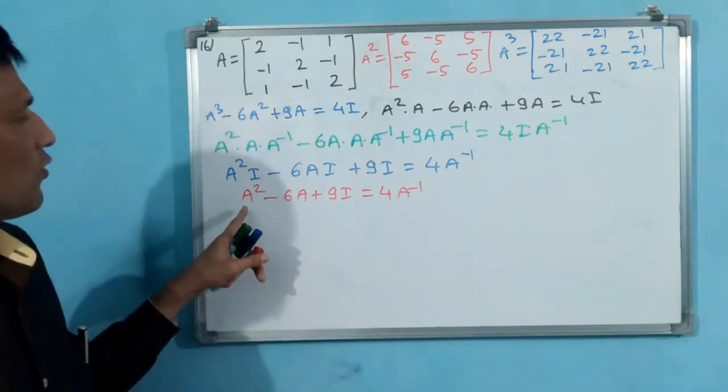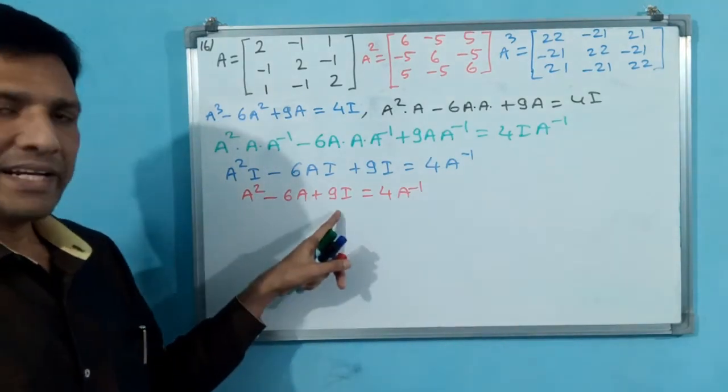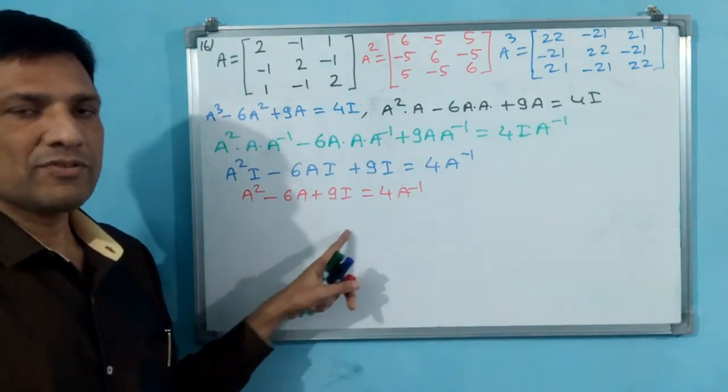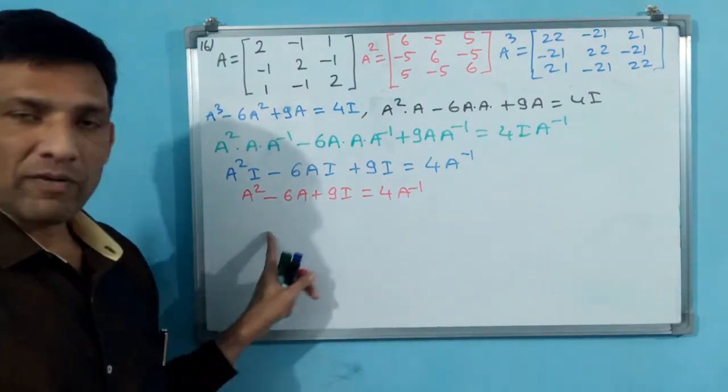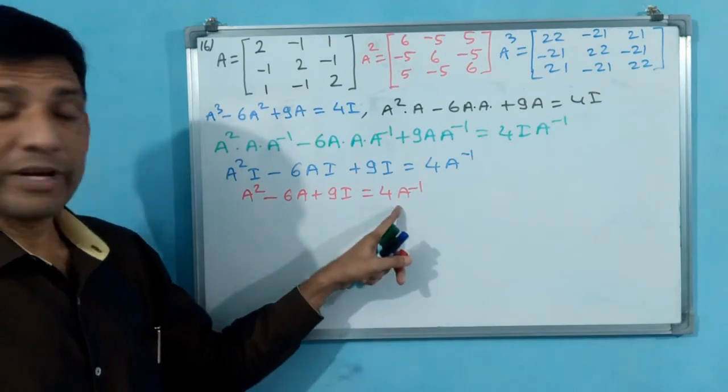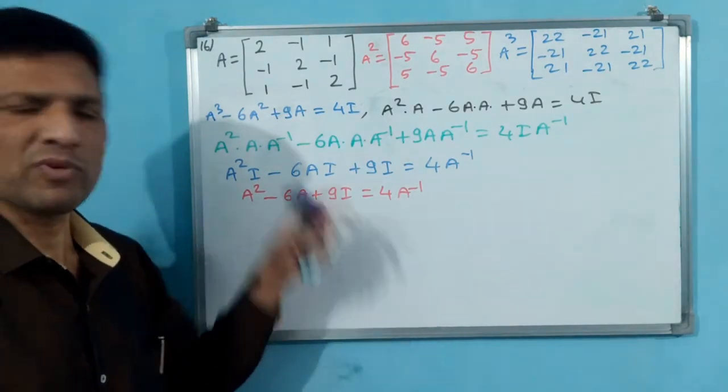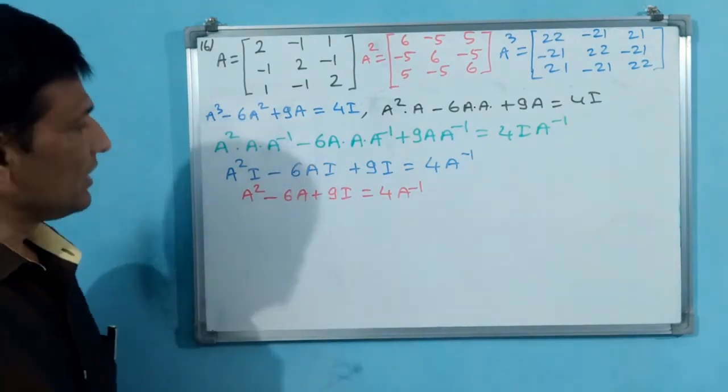See, now you require only A square. 9I you know very well: 9, 0, 0, 0, 9, 0, 0, 0, 9. If you perform this operation, automatically you are going to get 4A inverse. A inverse means 1 by 4. That's all. Okay. Write down now.